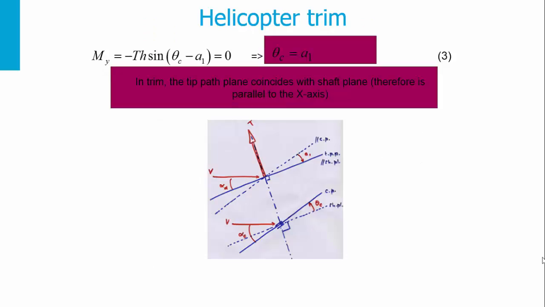Now, performing this, we obtain first that the pitch moment M equals 0 is equivalent to theta c equals a1. That means that the longitudinal cyclic equals the longitudinal disk tilt angle. In trim, in fact, the tip-path plane coincides with the shaft plane. Therefore, it is parallel to the body axis x.